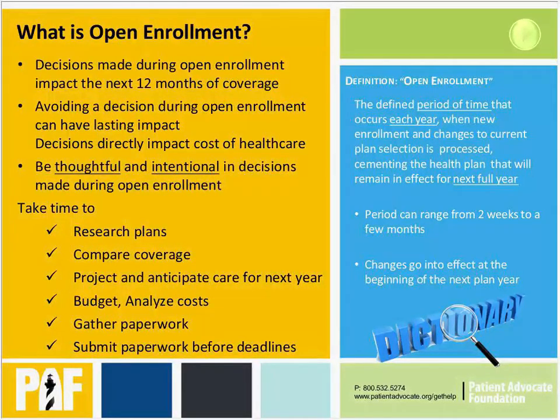Think about and take the time to research the plans, compare the different coverage that's offered, and project and analyze care for next year as best you can. We don't ever know what we're going to need in the future, but we do know at least what we need today. Budget and analyze the costs. Gather together your paperwork. Make sure that you have everything available to you when you're ready to apply for coverage and for the financial assistance that does exist. And then make sure that you know the deadlines, and that you get everything submitted prior to that.